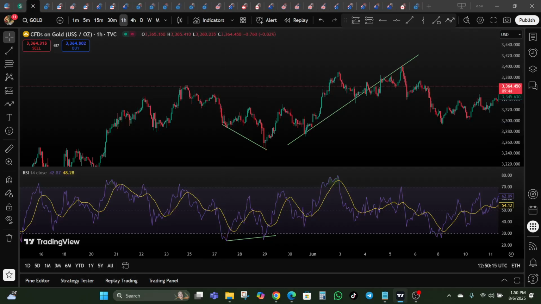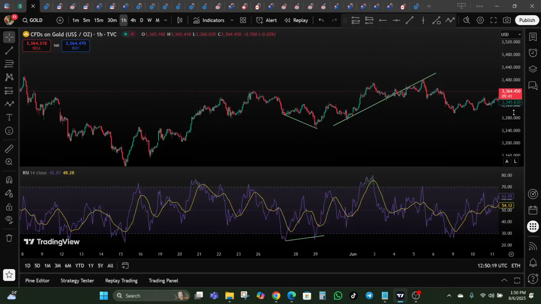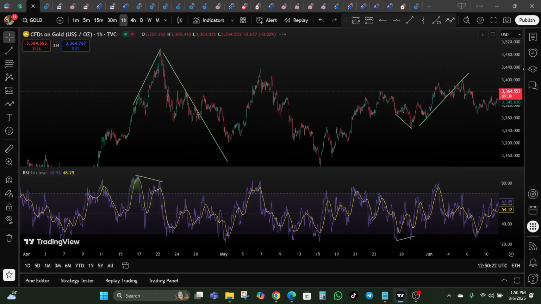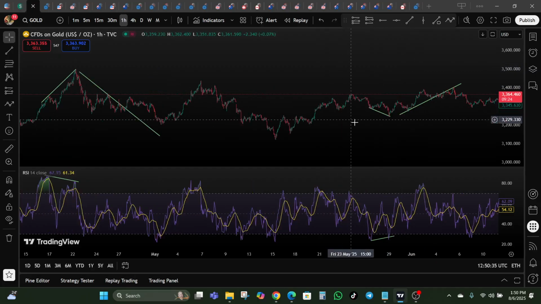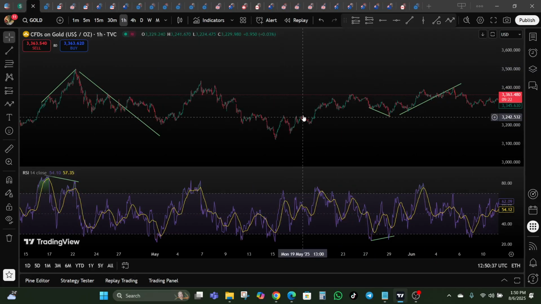Meanwhile, these examples I just showed you are examples of regular divergence, because we have two types of divergence. We have the regular divergence, which is used to spot trend reversals, and we have the hidden divergence, which is used to spot trend continuation. So these ones I showed you now are the regular divergence, which is used to spot trend reversals.